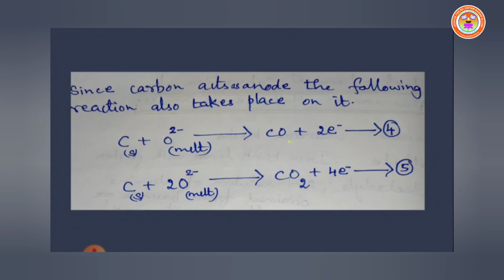If carbon is oxidized to carbon monoxide, the equation is C + O2- gives CO, with the loss of 2 electrons. So the equation is C + O2- gives CO + 2 electrons. Let it be equation number 4. If carbon is oxidized to carbon dioxide, the balanced equation is C + 2 O2- gives CO2 + 4 electrons. Here carbon is oxidized to carbon dioxide by the loss of 4 electrons. Let it be equation number 5.